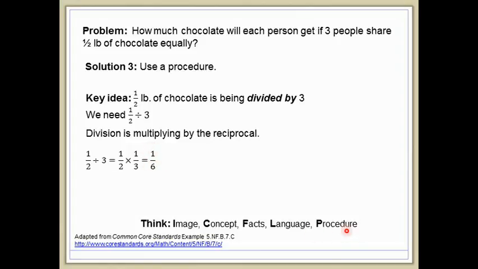You'll notice how procedures are built on previous procedures and lots of facts and language. So facts, language, and procedures kind of all work together and build on each other, but they're not of much use at all if we haven't introduced things through images and concepts. So that's what we need to tie together, are the images and concepts behind what's going on with the facts and language and procedures that ultimately make it most efficient. At the end, we see that each person gets 1/6 of a pound of chocolate.